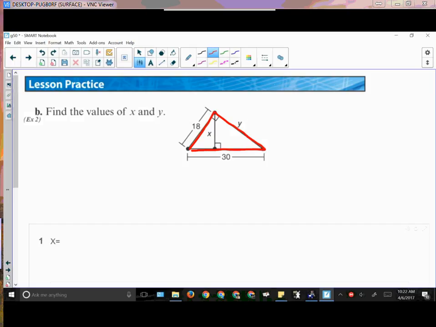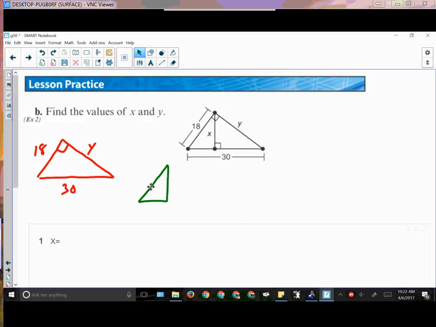We've got no points up here, do we? We just know that this is the right angle here. This side here is 18. This side here is 30. This side here is Y. For this triangle, we have the following information: this here is 18, this is X, and the right angle is down here.